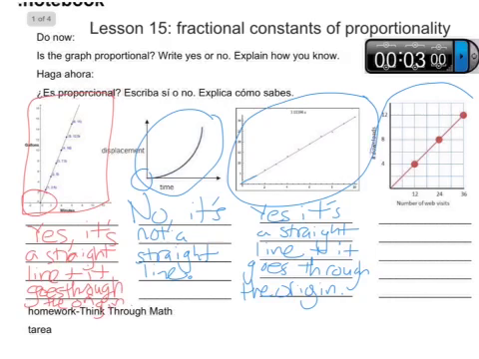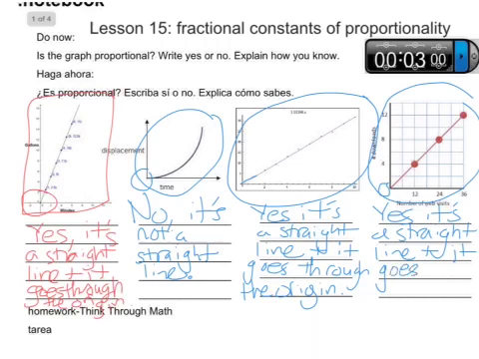Now we're going to take a look at this one. This one also is a straight line, and it goes through 0, 0, the origin. So we're going to say yes, it's a straight line, and it goes through the origin.